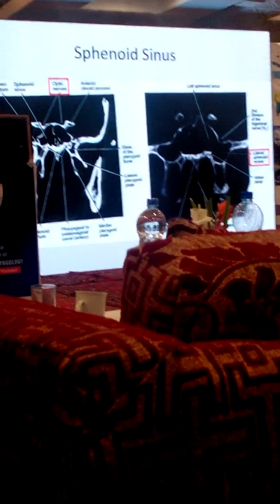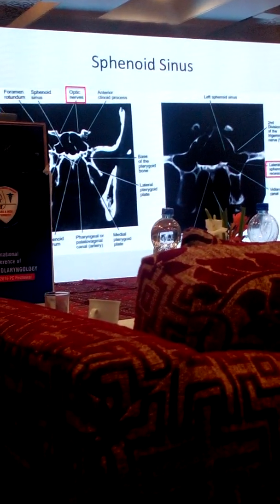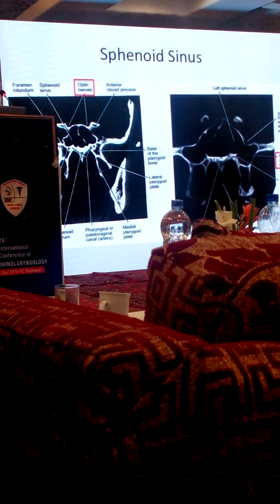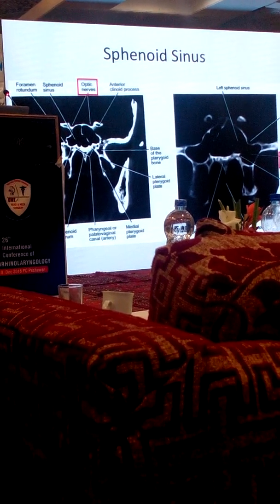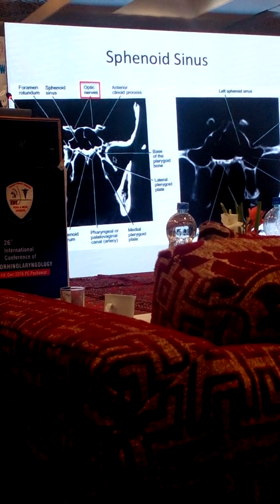Sphenoid, very important relationships of the sphenoid are there. We have to identify the clinoid process. We have to know the optic area and the carotid area. These areas might be dehiscent. And this is very important.